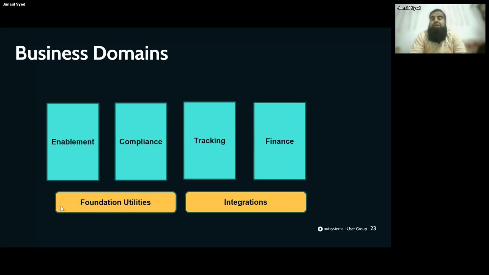And then there was another, which was integration. This was the domain, a container for integrations with third-party components or applications or systems. Yeah. So this is how the domains were organized.